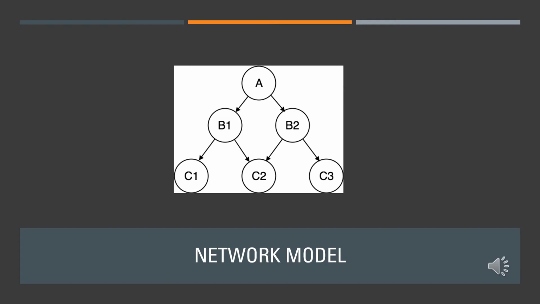The network model is an extension of the hierarchical model we have just seen, but for more complex relationships. Like the hierarchical database, there is a single root at the top of the architecture, but in this model, data can have more than one parent node. So this leads, of course, to a more complex and bigger architecture.